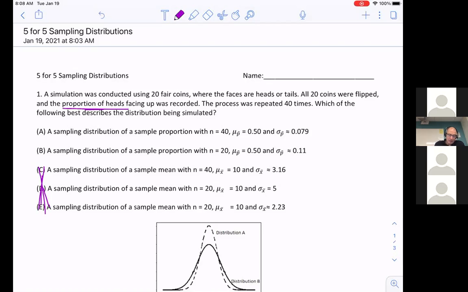Okay. Now I'm looking at this and I disagree with my key. I'm trying to figure out what I was thinking when I circled the answer that I did. It says this process was repeated 40 times. A simulation was conducted using 20 fair coins where all 20 coins were flipped. So my sample size is going to be 20. Or is my sample size 40?